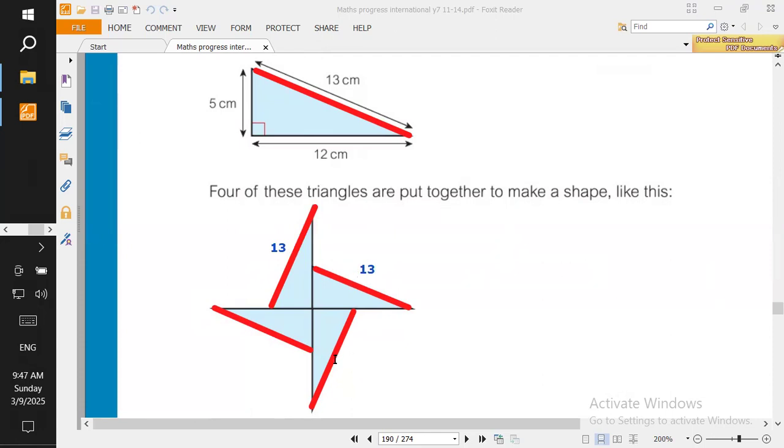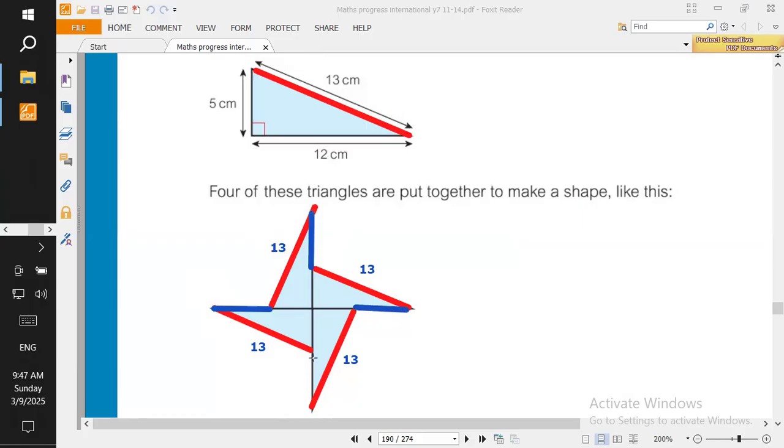So here 13, 13, 13, and 13. Now, I need to find the missing line, which is here, this line. And I have four of this line.